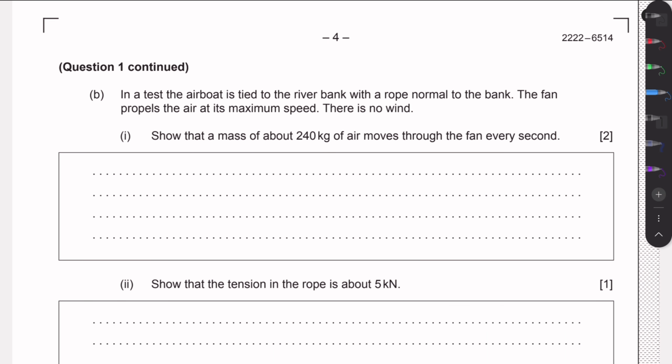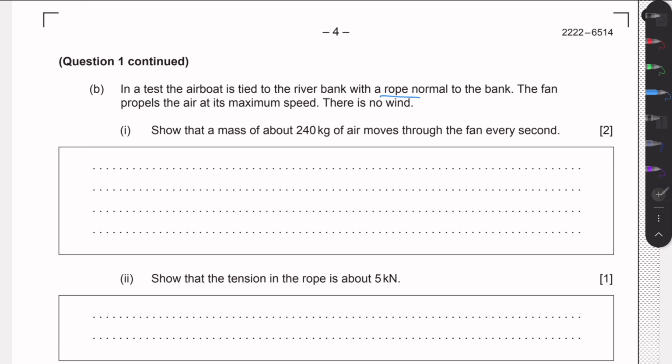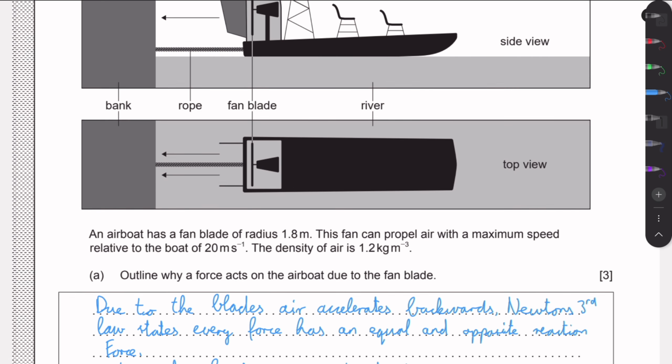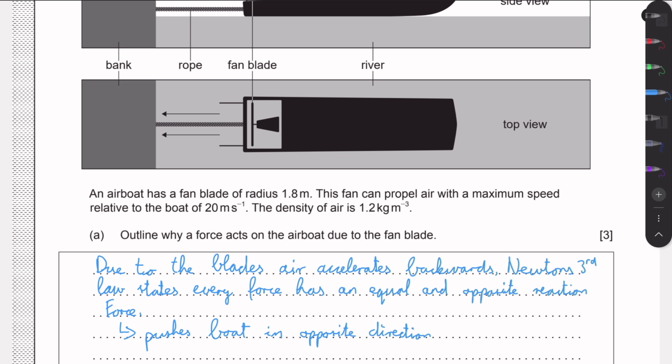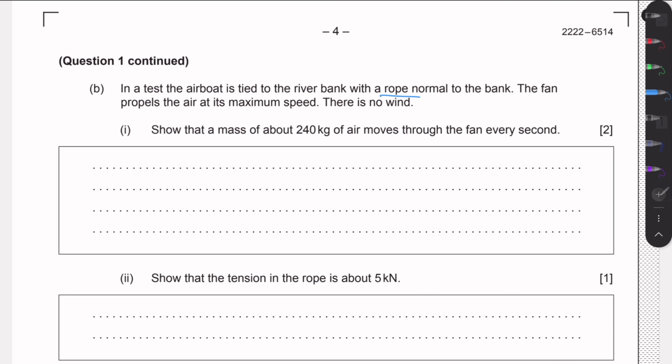And then in part B, we are told that this boat is tied to the bank with a rope, and the fan is propelling the air at its maximum speed, and we need to show that the mass of about 240 kilogram of air moves through the fan every second. Well, we were also given some data at the start of the question, so we know that the radius is 1.8 meters, the maximum speed air can be propelled is 20 meters per second, and we also know the density of the air. And so from these values we somehow need to calculate the mass per second.